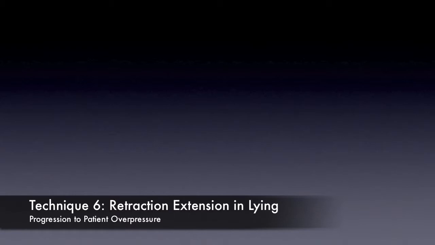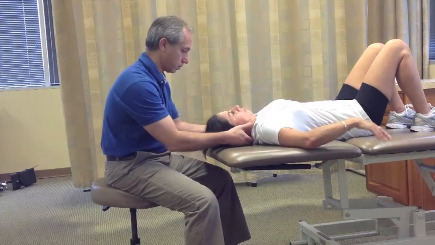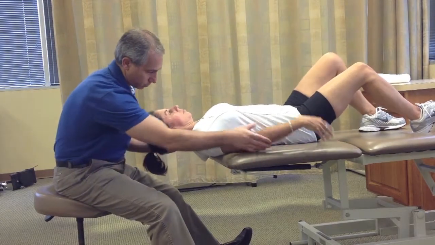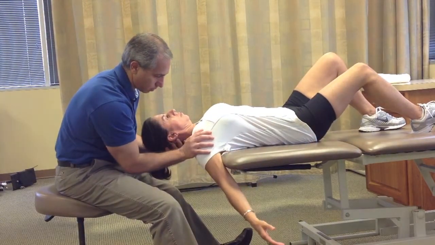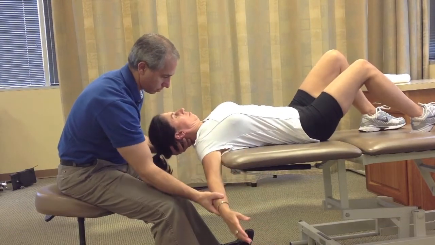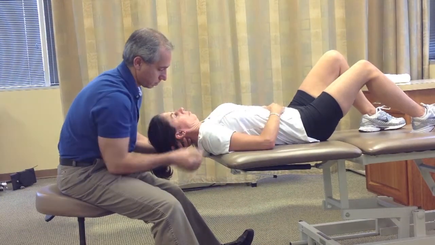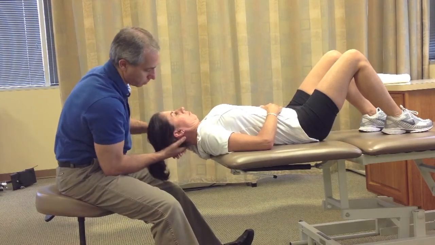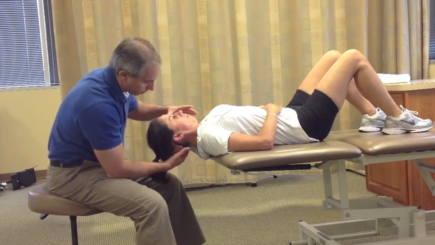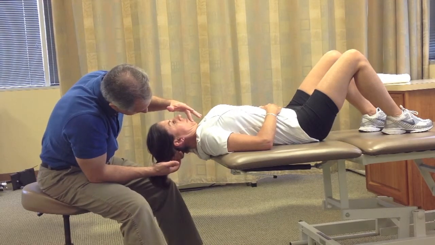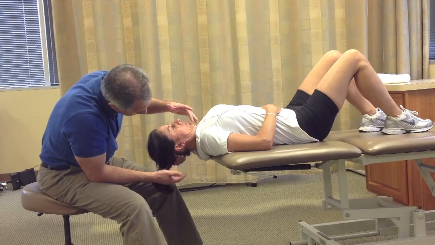Retraction extension in lying, progression to patient overpressure. If patient can now tolerate retraction in this unloaded position, we can progress to neck retraction extension in lying. She slides up on the table so that her head is off table to about T5 level, so patient is about 5 inches off table. Supporting her head with one hand, she moves from the end range retraction to extension in a seamless movement, getting closer and closer to end range with each repetition.